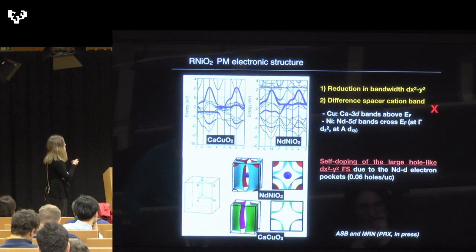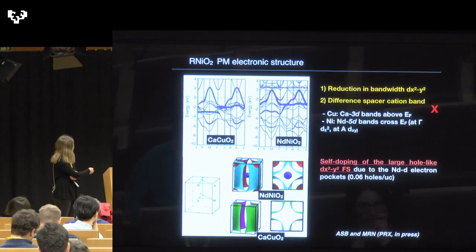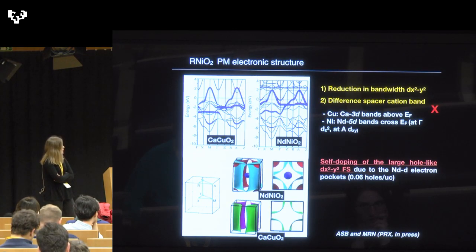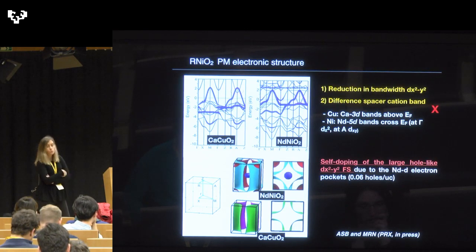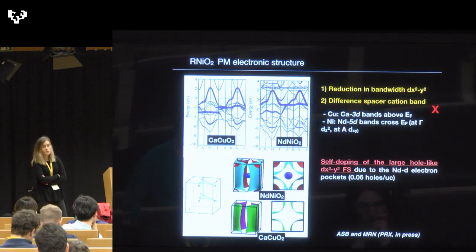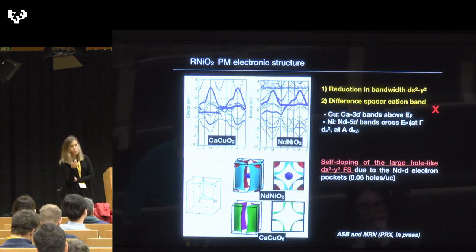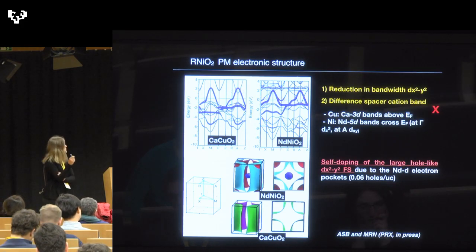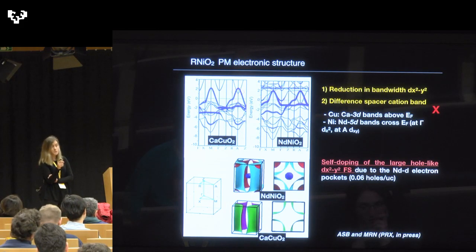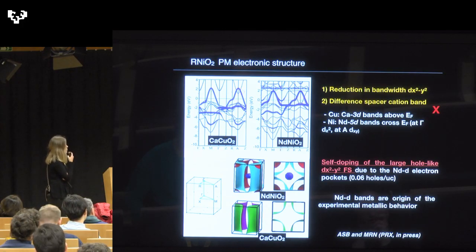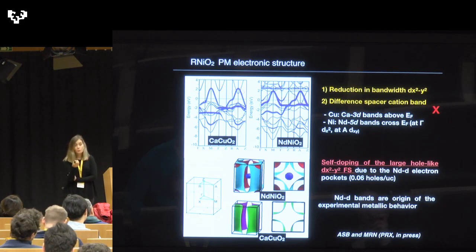This difference is actually even more evident if you look at the corresponding Fermi surfaces. The bottom one is the one for the cuprate, where we have just this large, hole-like dx2-y2 Fermi surface. In the nickelate, you preserve that Fermi surface, but in addition to it, you have these neodymium d electron pockets that appear both at A, those are the red guys, and at gamma, which is the blue guy. So in the nickelate case, you start from a situation in which in the undoped compound, you have self-doping of the large hole-like Fermi surface due to these neodymium d electron bands, which we believe are the origin of the experimentally found metallic behavior.